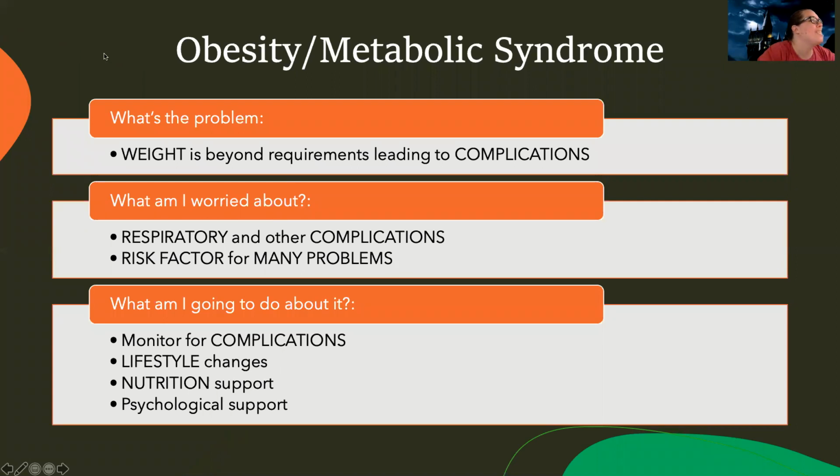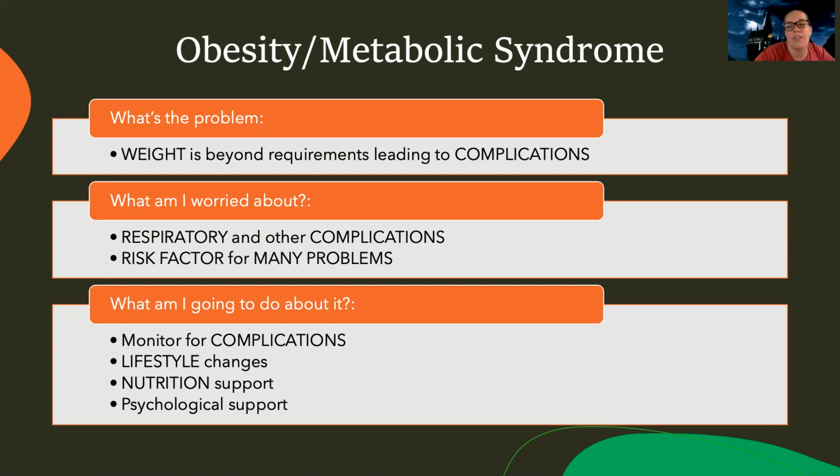Last but not least, obesity and metabolic syndrome. This is where your weight is beyond requirements, and it leads to complications. You have to meet certain criteria to qualify for metabolic syndrome. But with obesity, effectively, the problem is that there are so many more complications and risks for problems when you're obese or have metabolic syndrome. So we need to be watching out for all body systems, but especially the respiratory system can have a lot of complications. And there are so many risk factors for many problems.